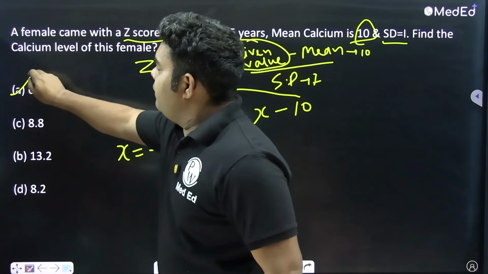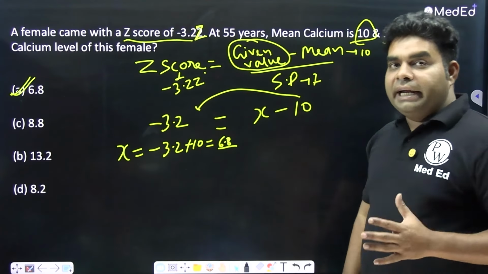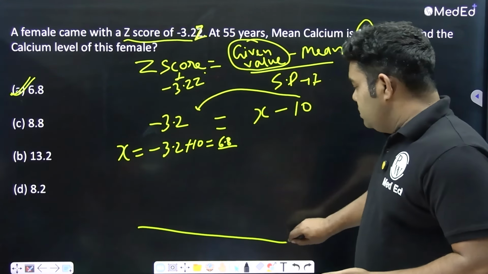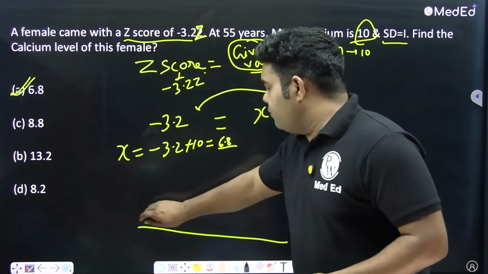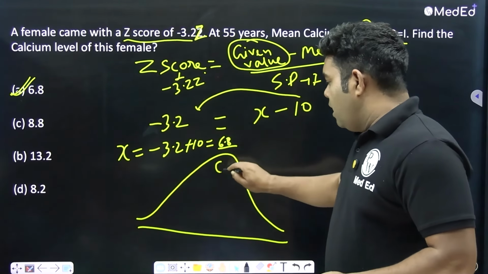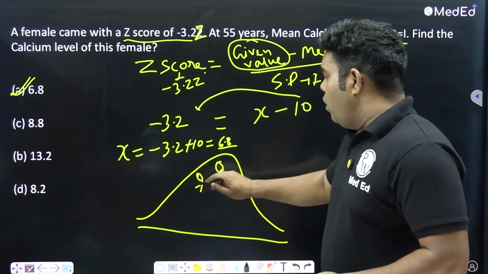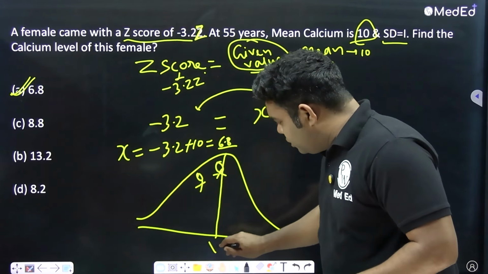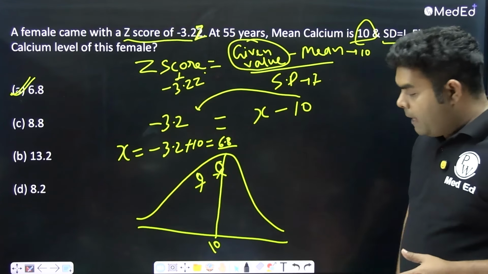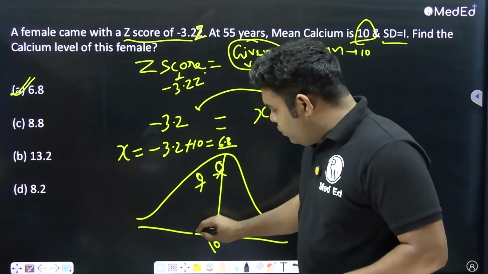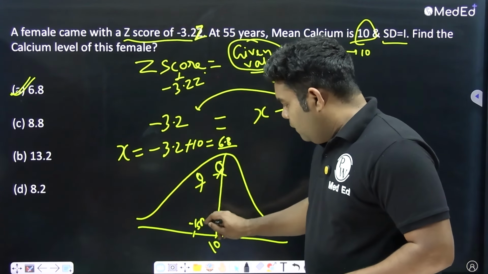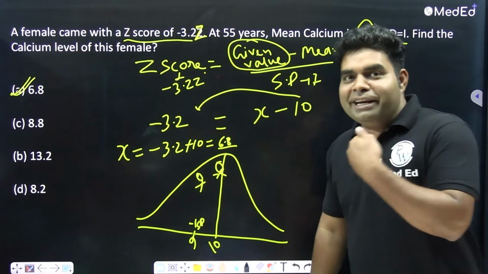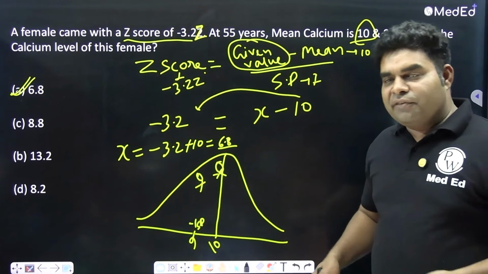So what is the calcium level of our female patient? 6.8. Now what does 6.8 mean? See, suppose we have taken 100 females, and suppose this is a graph which represents 100 females of around 55 years. The average calcium, mean calcium, is 10. It is already given. Now, minus 1 standard deviation is 9 because the standard deviation is only 1. So 10 minus 1 becomes 9.